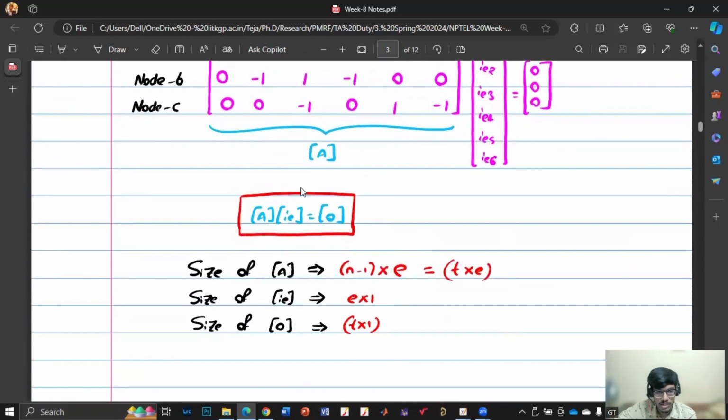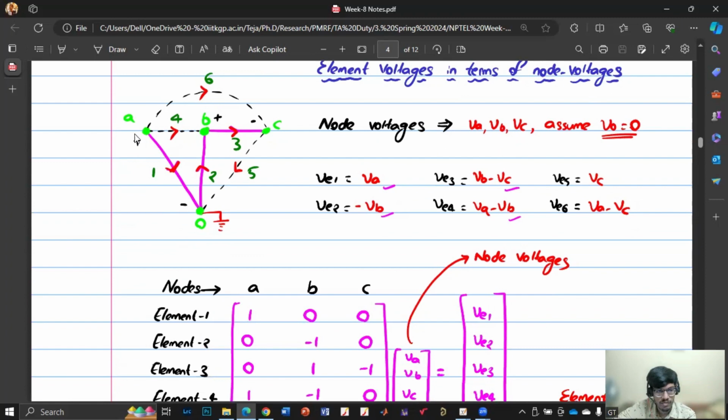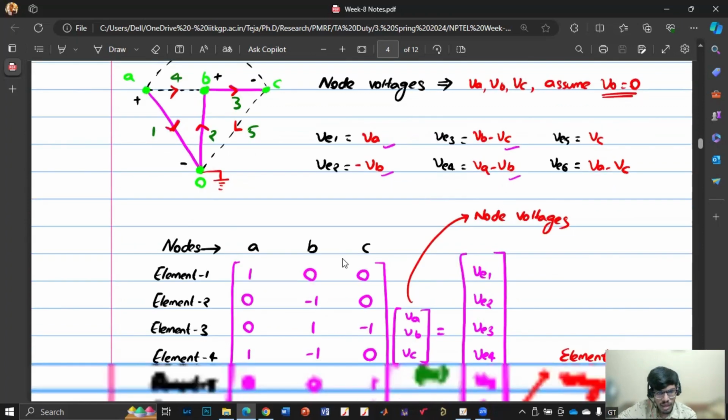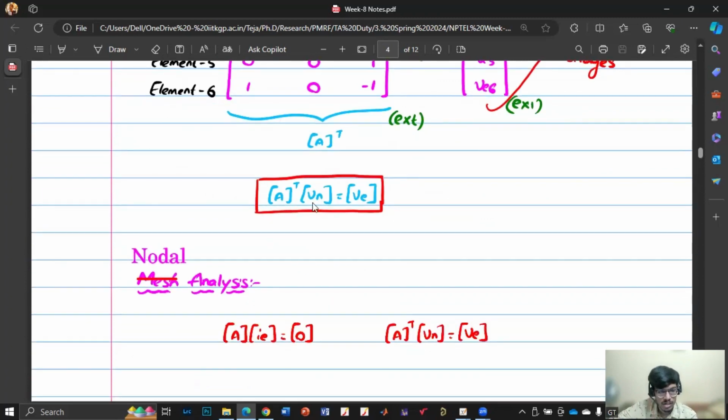And then we formulated this in terms of a matrix, the A matrix. Then we went into representing the element voltages in terms of node voltages. We considered the node voltages VA, VB, VC, and VO we considered 0. Then we obtained the element voltages VE1, VE2, VE3, VE4. Then we wrote another matrix equation, which gives this expression.